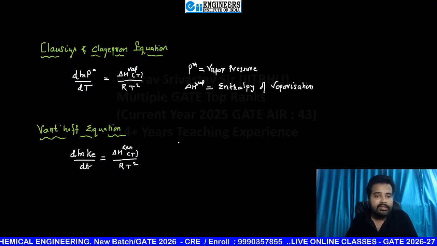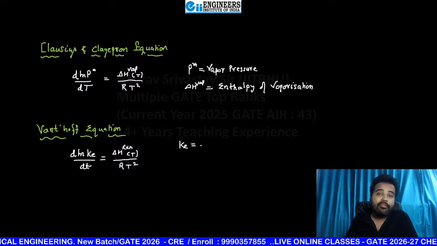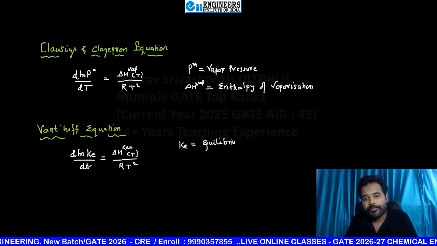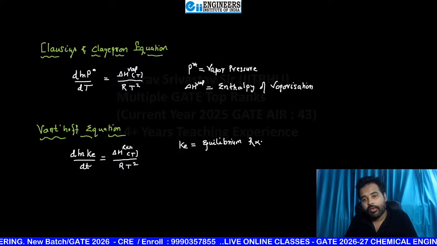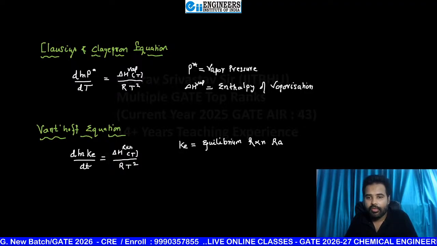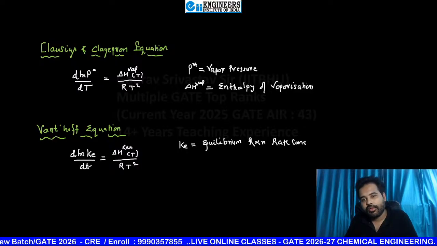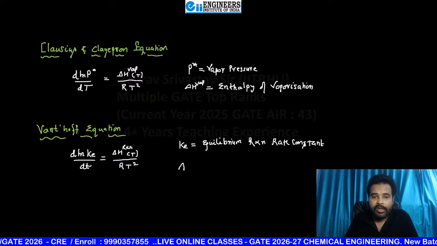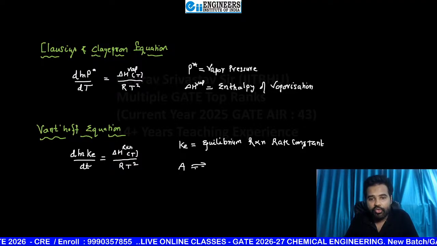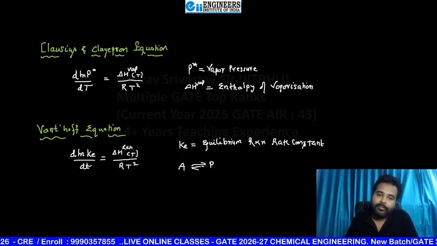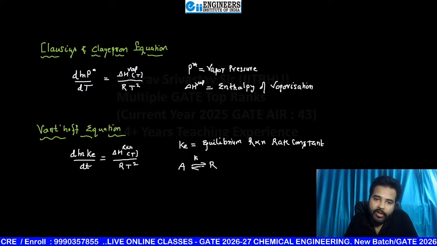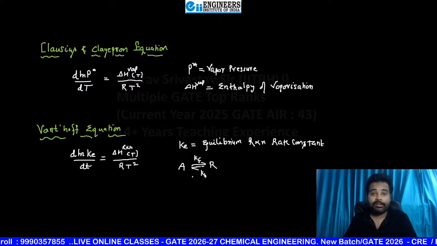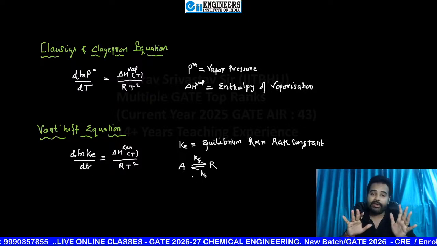Similarly, my dear students, the K that you are seeing here is the equilibrium reaction rate constant. Sir, what is this? Don't worry. Suppose a typical reaction A going to R. Here this is the forward reaction rate constant Kf and this is the backward reaction rate constant Kb. We already discussed this in the starting lectures of CRE.